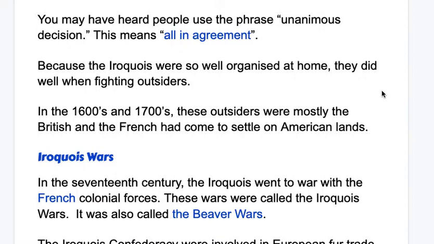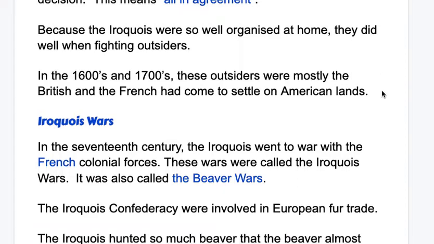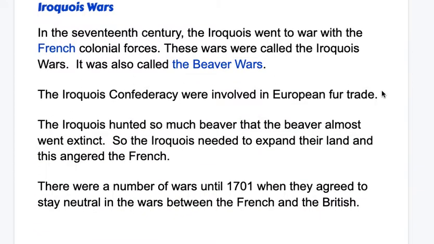Because the Iroquois were so well organized at home, they did well when fighting outsiders. In the 1600s and 1700s, these outsiders, mostly the British and the French, had come to settle on American lands. Iroquois Wars. In the 17th century, the Iroquois went to war with the French colonial forces. These wars were called the Iroquois Wars. It was also called the Beaver Wars.